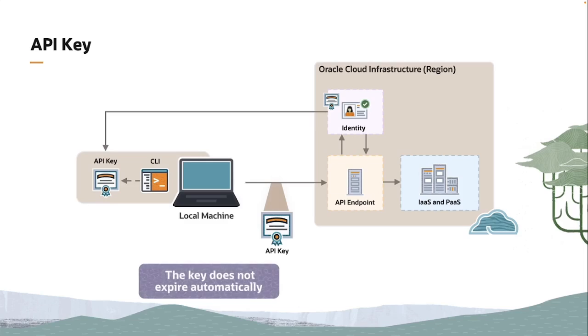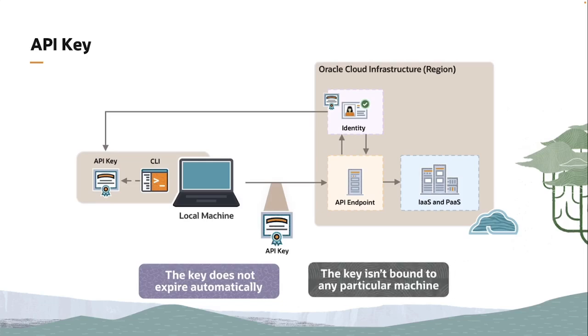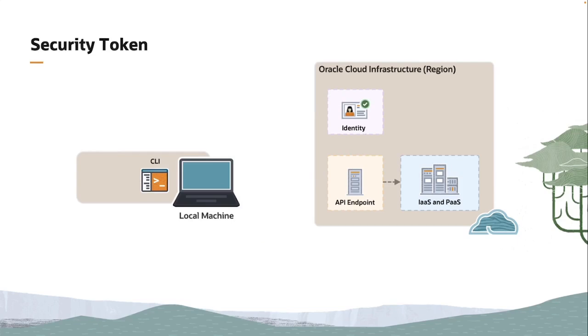It's valid until you specifically deactivate it with OCI. Second, the key isn't bound to any particular machine, so any machine that has the key can authenticate with it. While API keys are nice for use cases that don't require tight security, we generally recommend the other method, security tokens. To use a security token, you first tell your CLI that you want to use one.